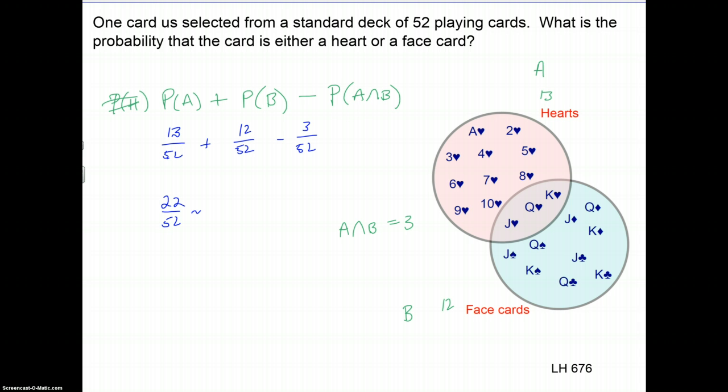And if you want to know that as a decimal, it's about 0.423. So that would be our probability of A or B, heart or face cards.